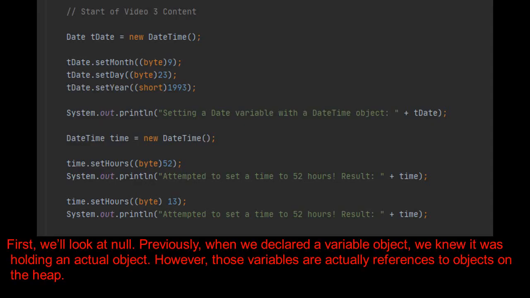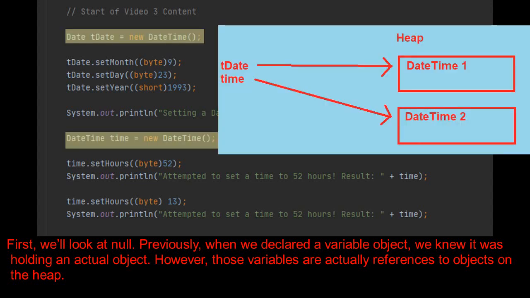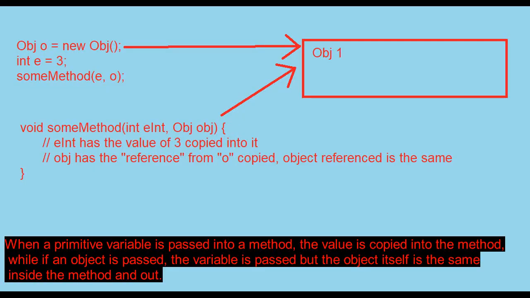Previously, when we declared a variable object, we knew it was holding an actual object. However, those variables are actually references to objects on the heap. When a primitive variable is passed into a method, the value is copied into the method, while if an object is passed, the variable is passed, but the object itself is the same inside the method and out.